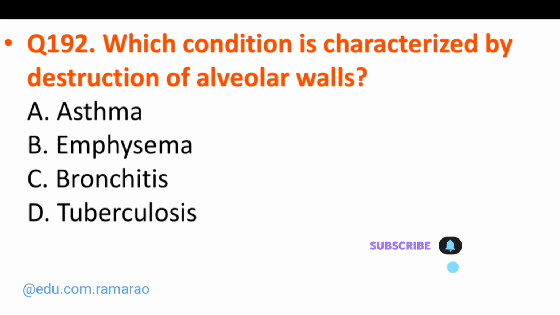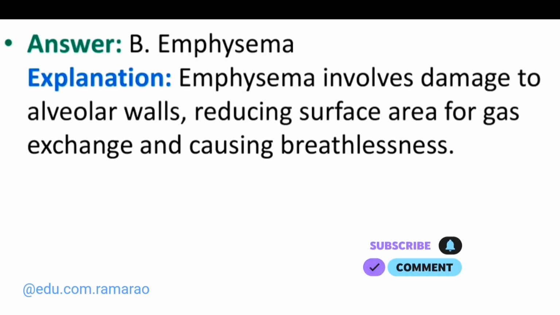Which condition is characterized by destruction of alveolar walls? Option A, asthma. Option B, emphysema. Option C, bronchitis. Option D, tuberculosis. The correct answer is option B, emphysema. Emphysema involves damage to alveolar walls, reducing surface area for gas exchange and causing breathlessness.